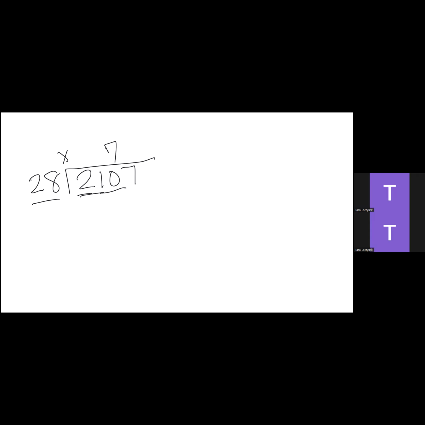When we multiply 7 times 28, we get 196. When we subtract 210 minus 196, we are left with 14. We're going to bring down this 7. 28 goes into 147 5 times. 28 times 5 is 140. That leaves us with 7. 75 with a remainder of 7 for question number 3.